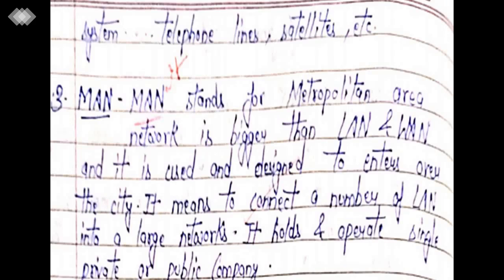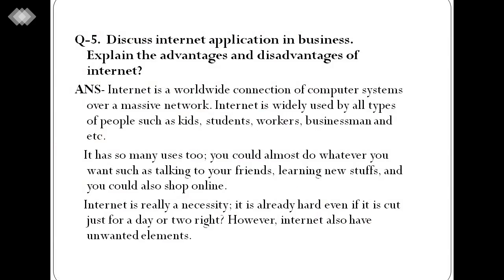So in this question, firstly you will explain what a computer network is. You will write a short note or paragraph related to computer networks. After that you will explain the types of computer network. They are LAN, WAN and MAN. When you attempt this question, you can also draw diagrams related to the types of LAN, WAN and MAN networks. Now, the next question is: discuss internet applications in business and explain the advantages and disadvantages of the internet.